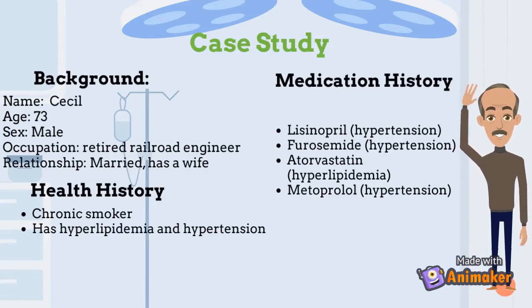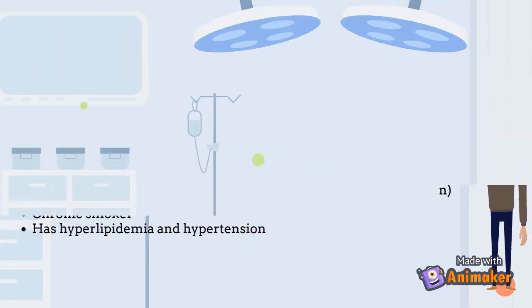Now it is time to jump into our case study. This case study includes a 73-year-old male patient named Cecile, whose occupation was a railroad engineer but is currently retired. He is married and has a wife. His health history includes that he was a chronic smoker with a 30-pack-a-year history and has hyperlipidemia and hypertension. His current medications are lisinopril, furosemide, atorvastatin, and metoprolol, which are used for his hypertension and hyperlipidemia.